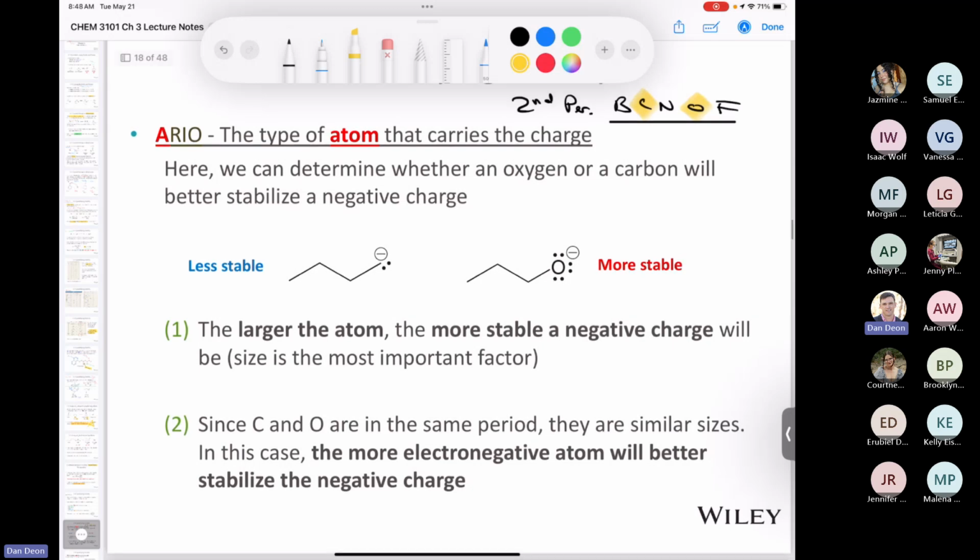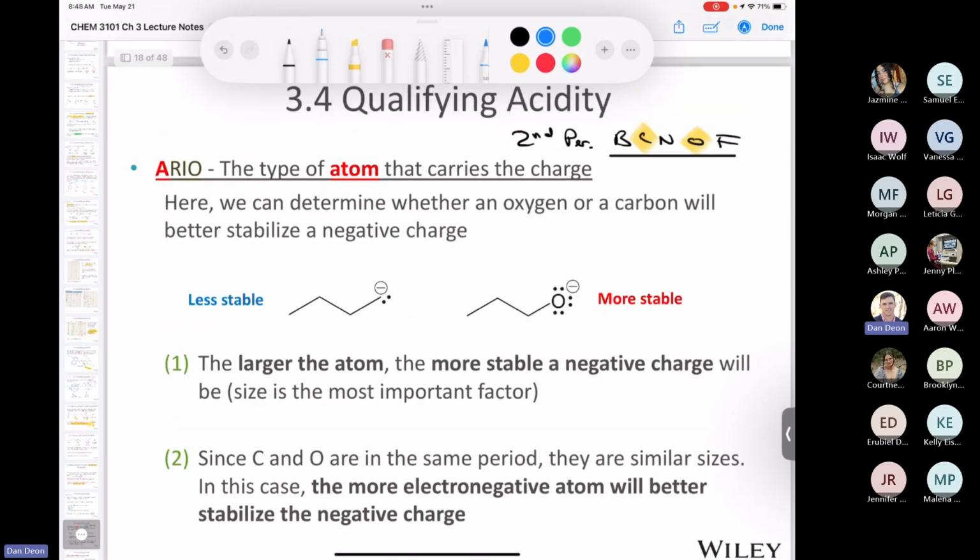Which one is more electronegative? Well, you guys should know that carbon has an electronegativity of 2.5 and oxygen is 3.5. So which one is more comfortable bearing the negative charge? The answer is the oxygen. So it's more stable. So what does that mean? It must have come from a stronger acid, right?